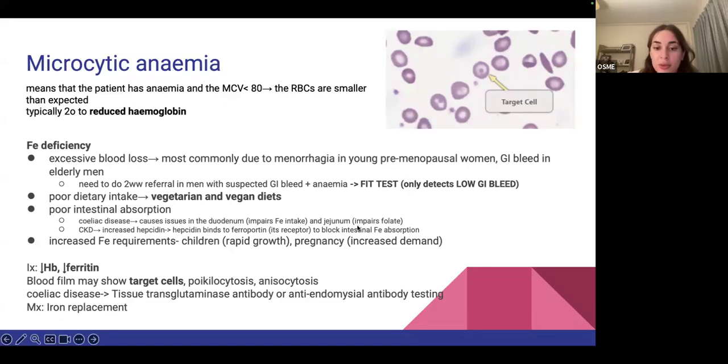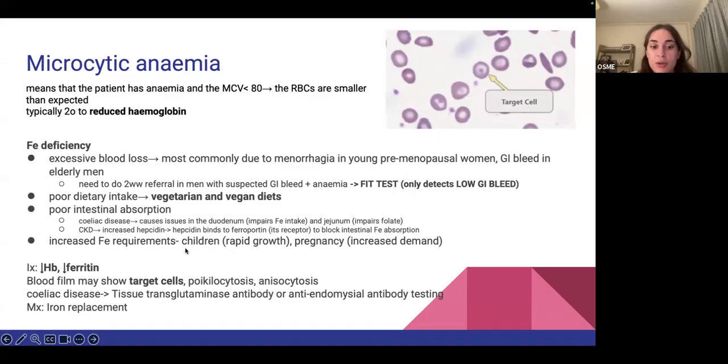And you might also get a mixed picture. Sometimes patients will present with a macrocytic anemia because there's impaired folate absorption. CKD can cause a slightly mixed picture, but often can cause iron deficiency due to hepcidin action. It blocks the iron uptake transporter within the intestine. Or, less commonly put in exam questions, if there's increased iron requirements.